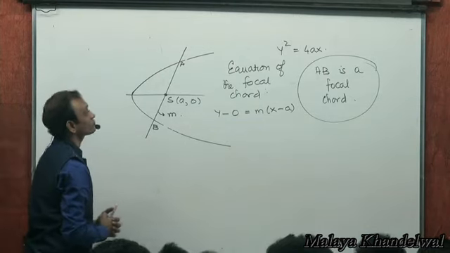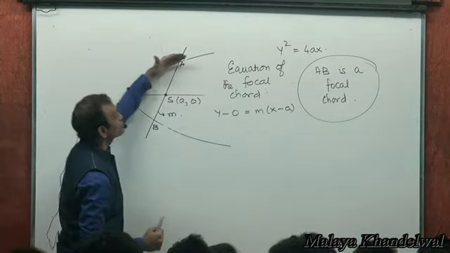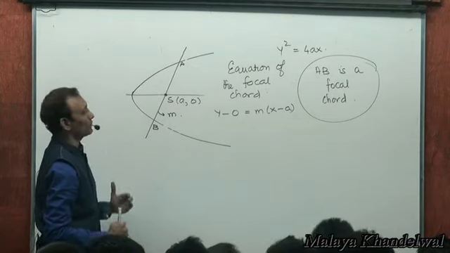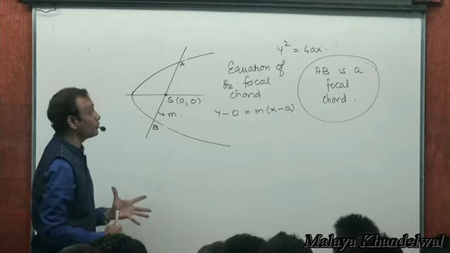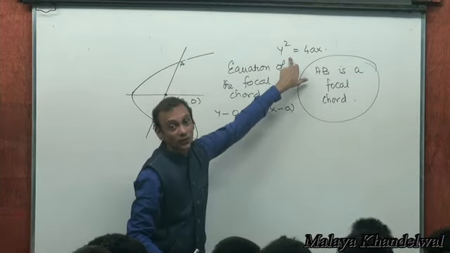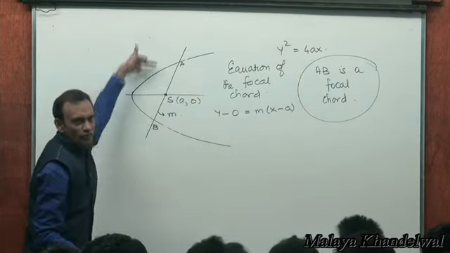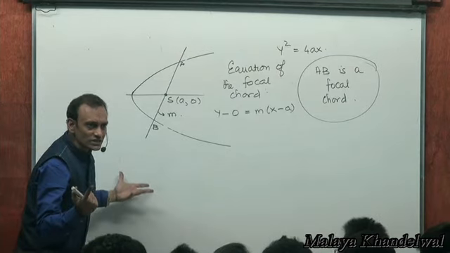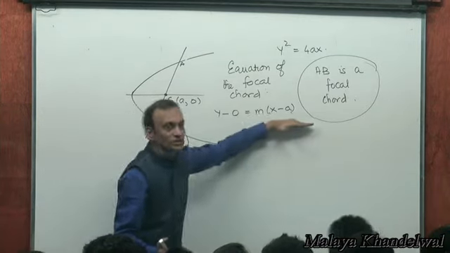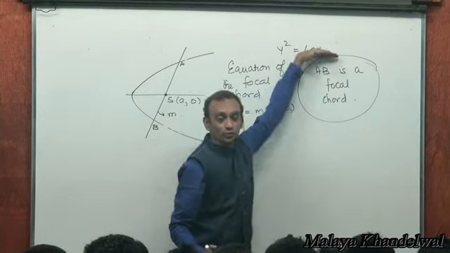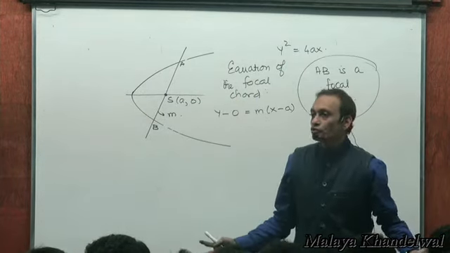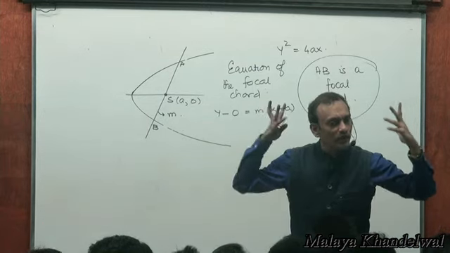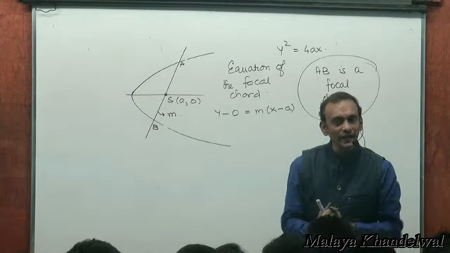Now, to find the intersection of the focal chord with the parabola, I'll solve this equation with the equation of the parabola, and then I'll get the extremities of the focal chord. This is what transpires, right? I'll get the two points A and B, the coordinates of which is what we end up getting, right?